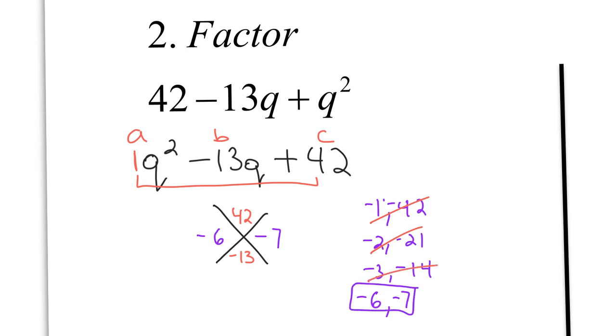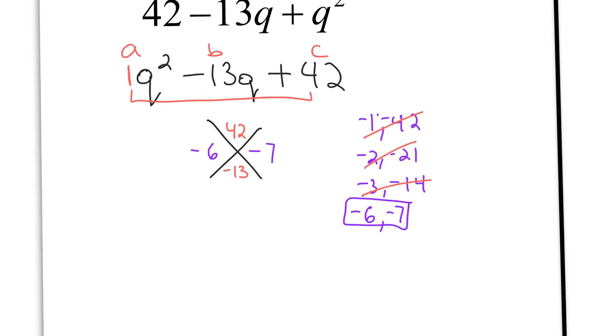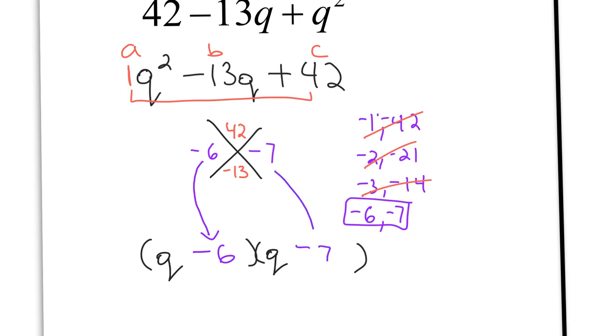All right, so now you are going to do your two binomials. Here's one, here's the second one. So my ax term, now this one is not an x, it's a q, but that's fine. We're going to use the q instead of the x. But I'm going to have a 1q. So 1q is just a q. So I need a q here and a q over here. I'm going to bring down my factors. So negative 6 goes here, and negative 7 goes over here.